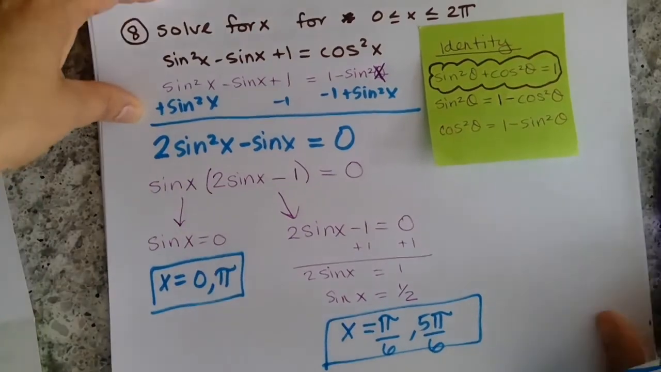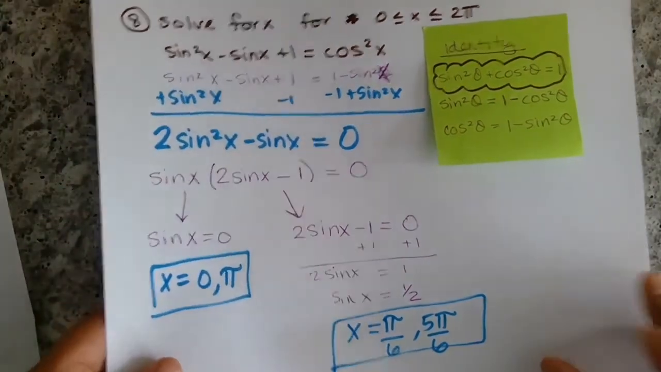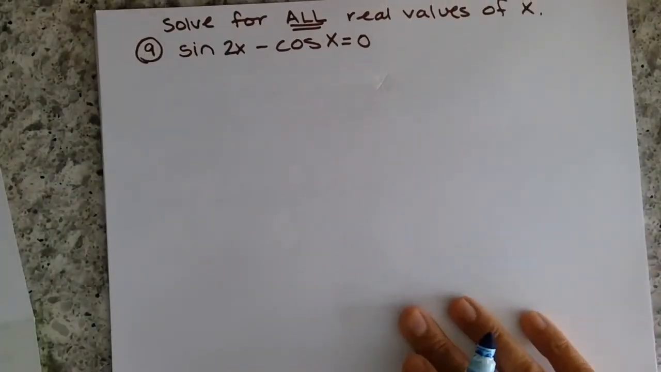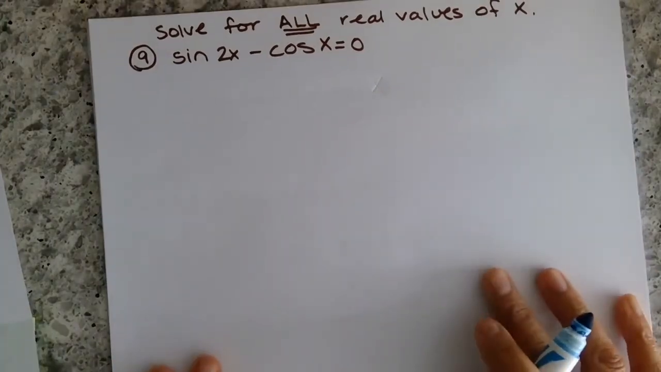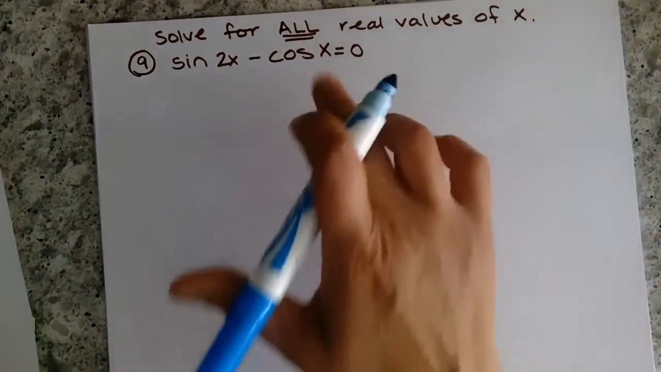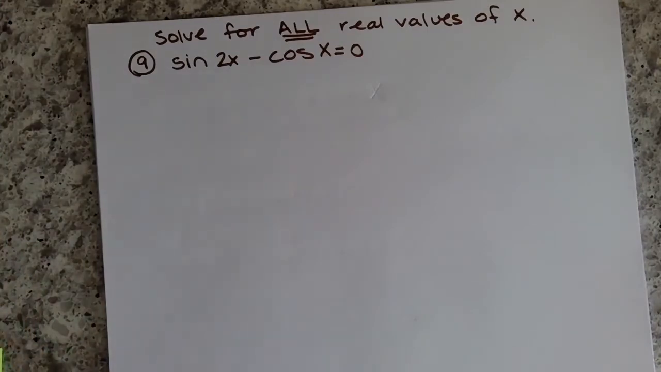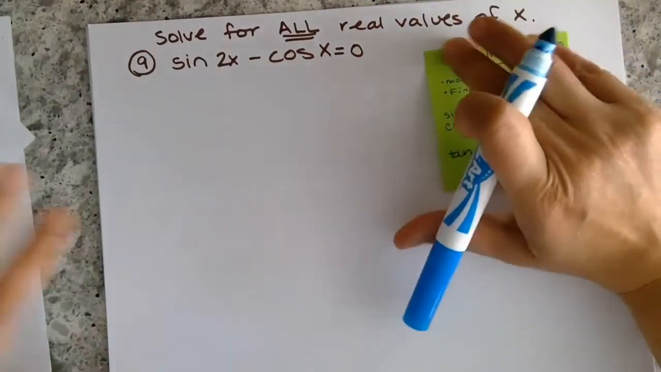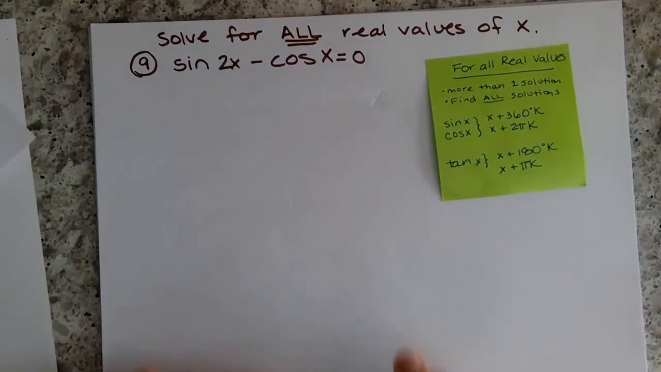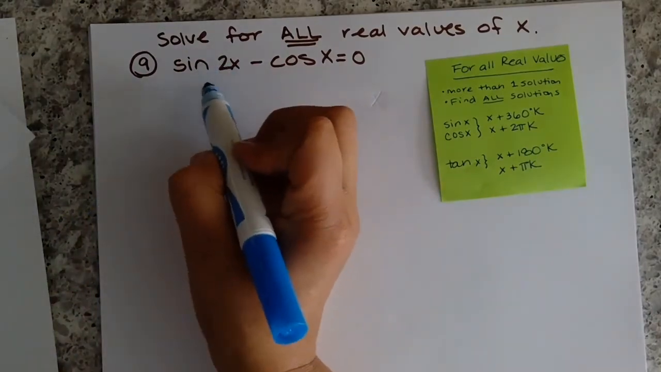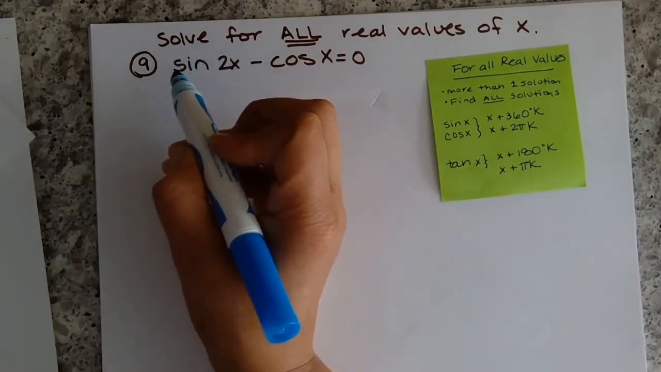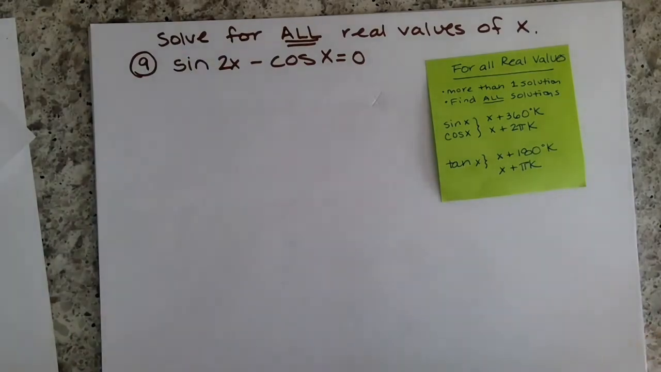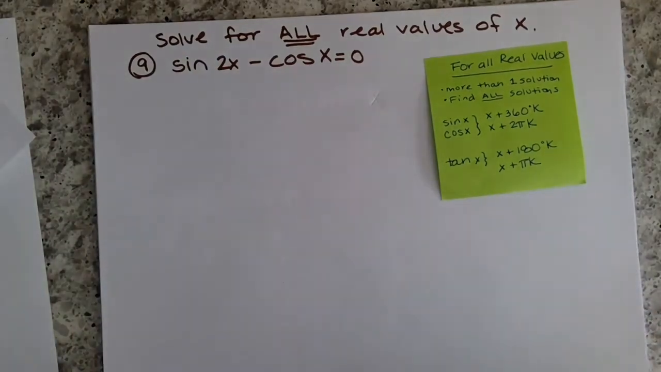Okay, all right. Finally, last problem. Here we go. Solve for all real values of x. For all real values of x, that's going to mean my answer is going to look something like that. Okay, so let's see. I can't substitute anything. We should be able to recognize this. Ooh, that is the double angle formula.